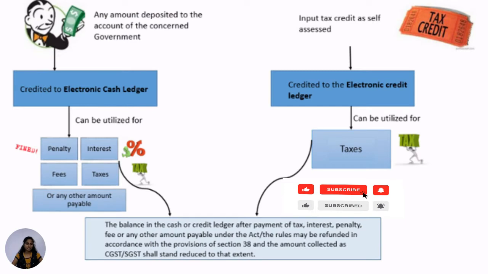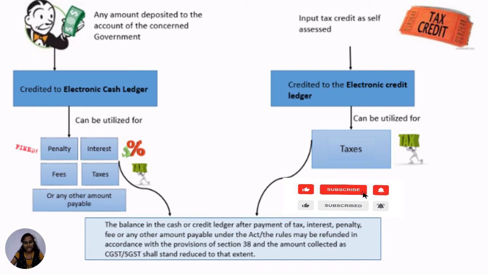By this picture, you can clearly understand the three electronic ledgers. First, you see any amount deposited to the account of the concerned government is credited to the electronic cash ledger. So, as I said, the cash which is deposited by a person through NEFT, RTGS, net banking, and debit card, credit card, this amount will be credited to the electronic cash ledger, and it can be utilized for penalties, interest, fees, taxes, or any other amount payable.